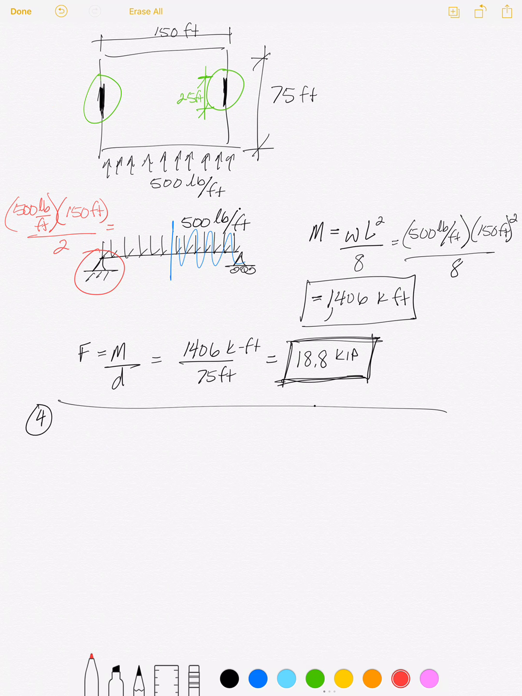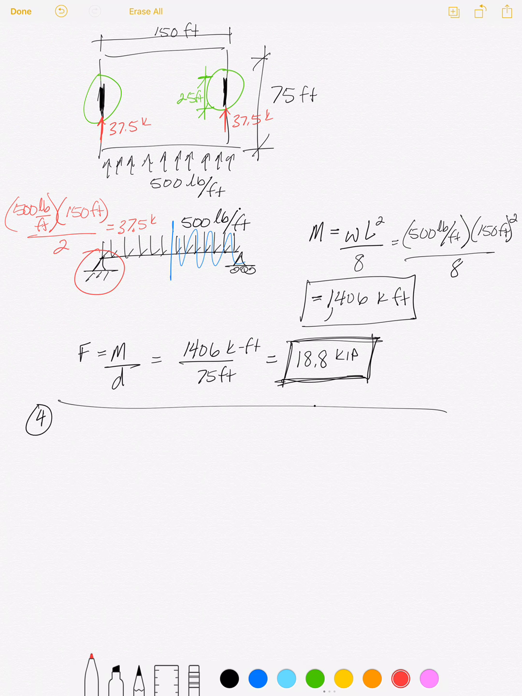Let's see, that comes out to be 37.5 kips. Check me on that, but hopefully that's what you got also. So that's the reaction to each brace. So there are, into this brace, 37.5 kips, and into this brace, 37.5 kips. Okay.